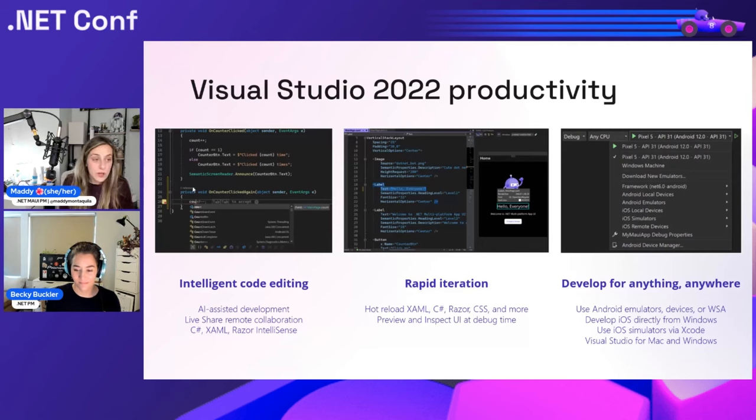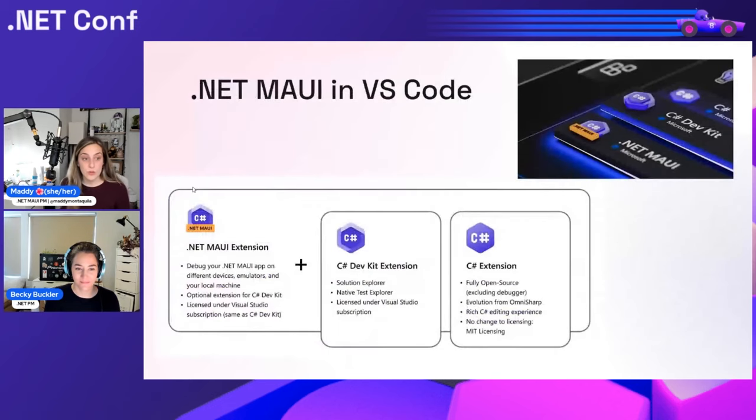We have hot reload, so you can change everything while your app is running. You can inspect the UI of your app and find out where in the code it's defined while the app is running just by clicking on it. There are a whole bunch of different ways that you can develop, deploy, and debug your app, including using the Android emulators if you want, or directly to a phone if you plug it in, simulators, and the Windows Subsystem for Android, which we're not going to talk about today, but is really cool. It's a way to actually run Android apps natively on your Windows machine. So big fan of that. And then the other thing is VS Code. We have a new .NET MAUI extension.